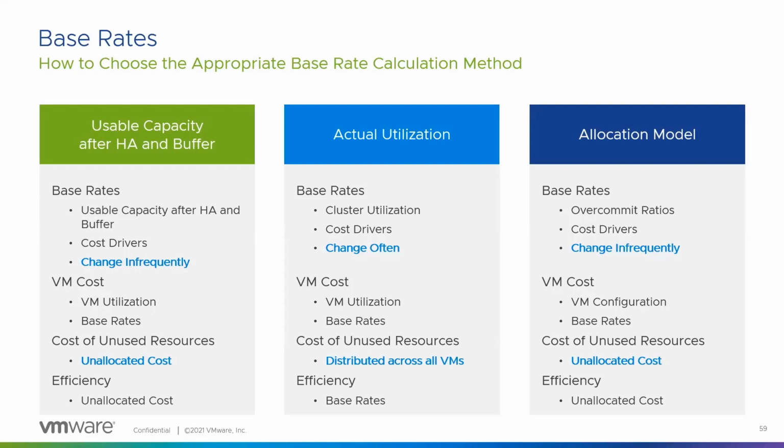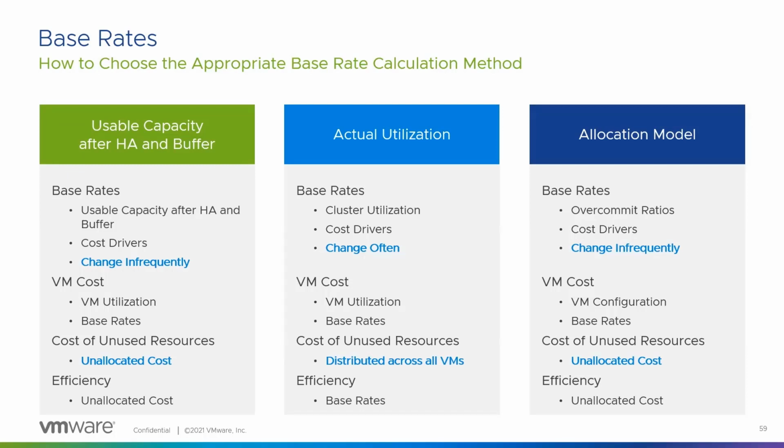On the other hand, in the middle here is the actual utilization mode. This one defines the base rates based on the cluster's utilization. So if the cluster has high utilization, your base rates will be lower. If the cluster has low utilization, your base rates will be higher. So it can vary from day to day because the utilization of the cluster changes from day to day.